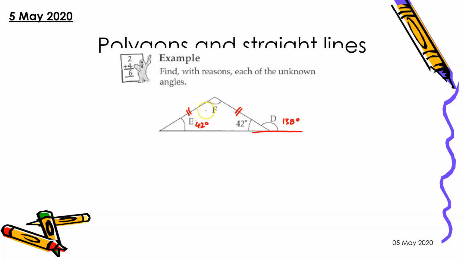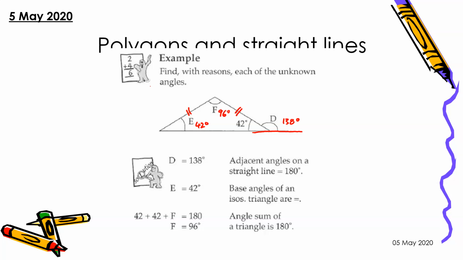And then lastly, F is equal to 96 degrees because we've got the internal angles of a triangle. Okay, and the other thing that we can check as well is that this angle and this angle together should add up to this angle. So 42 plus 96 gives us 138. So again, it's another way we can check whether we've got the right answer or not.